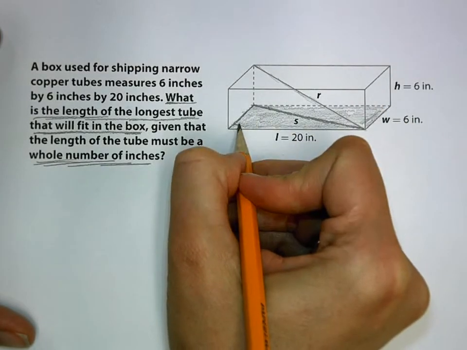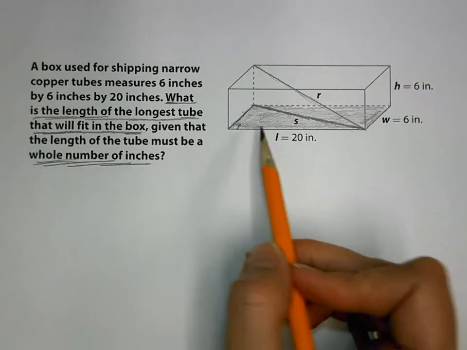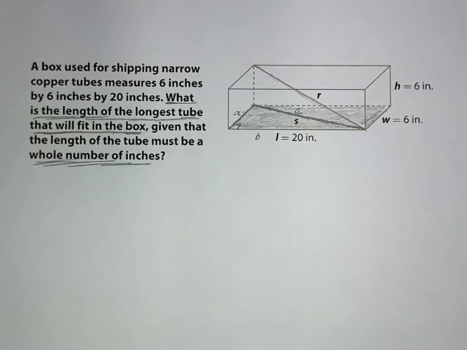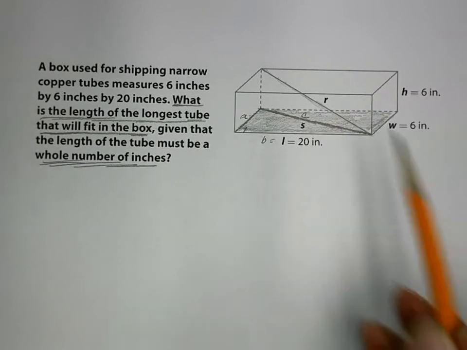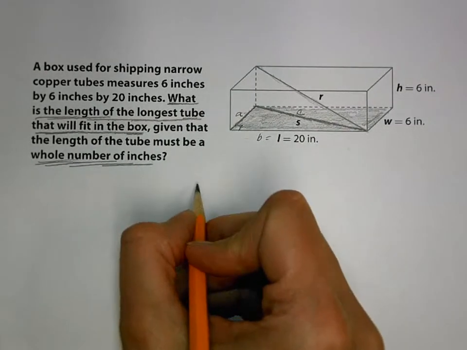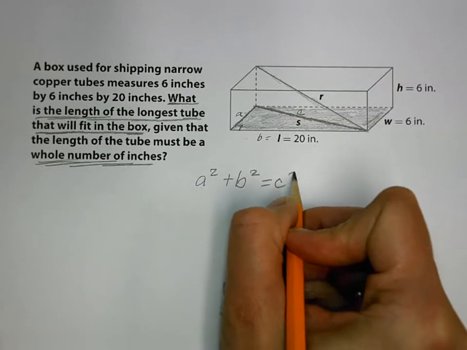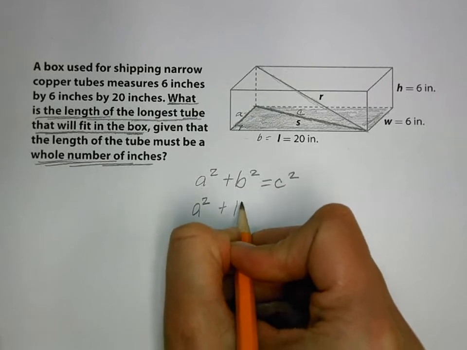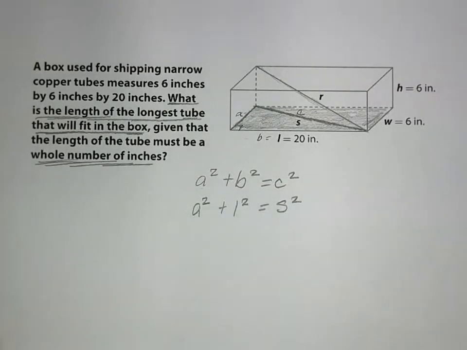This right here will be a right triangle because this is the corner of the prism that has the right angle. And so you have side A, side B, and side C. For the purpose of today, we're going to be calling this L. So B is L and S is C. So for us, A squared plus B squared equals C squared is actually going to be A squared plus L squared equals S squared.